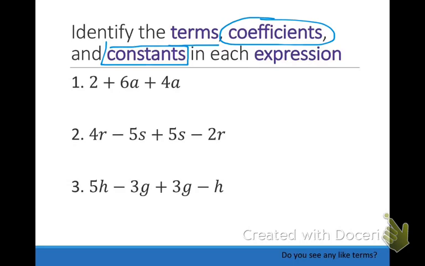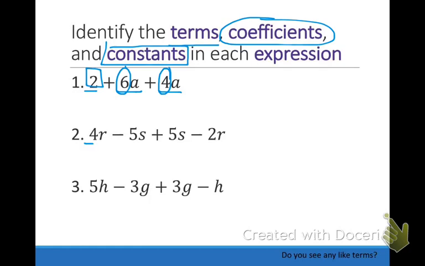All right, welcome back. Let's go over our answers here. When I'm identifying terms, again, I'm looking for anything separated by plus or minus signs. So 2 is a term, 6a is a term, and 4a is a term. For my coefficients, I know that a coefficient is the number before a letter. So the first value, the number 2, does not have a variable, so it is not a coefficient, but 6 is because it's in front of the letter a, and 4 is also because it is in front of the letter a. 2 in this case is a constant because it is a value with no variable.